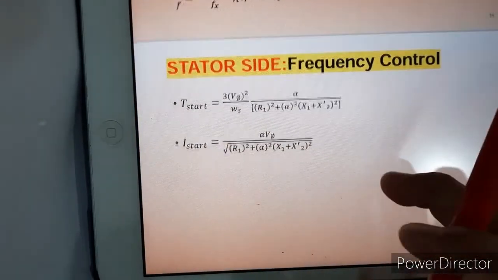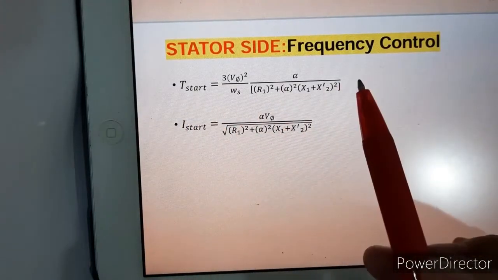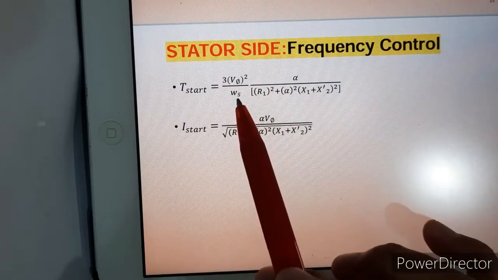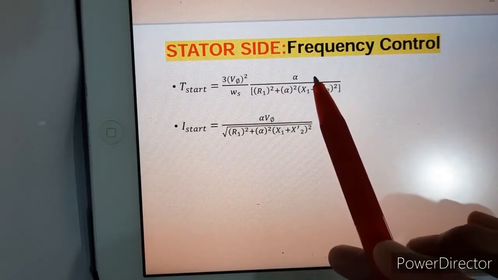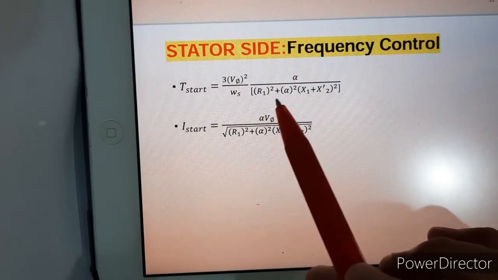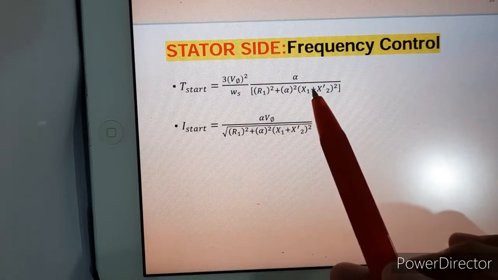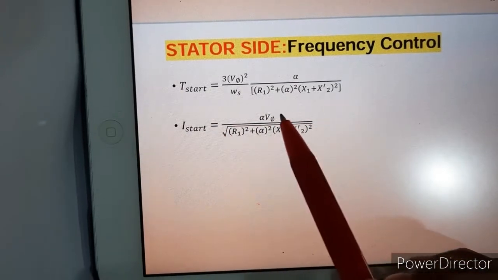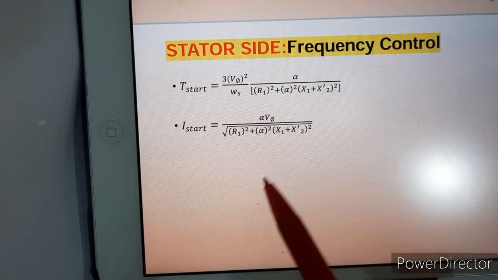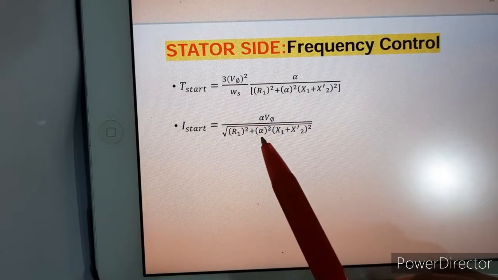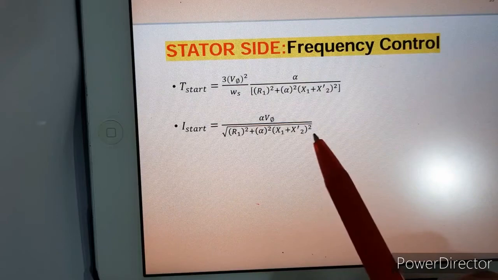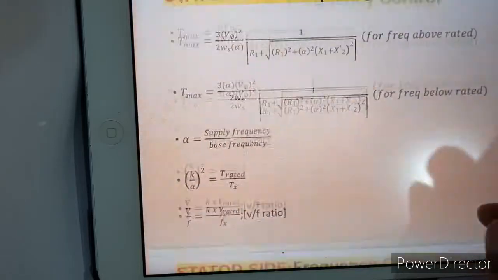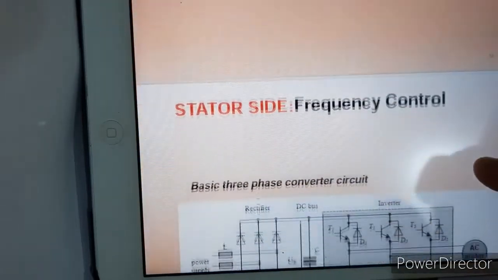Another important formula is the starting torque. The formula for starting torque is 3 V phase squared divided by omega s, multiplied by alpha, divided by R1 squared plus alpha squared multiplied by (X1 plus X'2) squared. For starting current, it is alpha multiplied by V phase, divided by R1 squared plus alpha squared multiplied by (X1 plus X'2) squared. This is the formula used for V/F ratio, so you have to know the formulas.